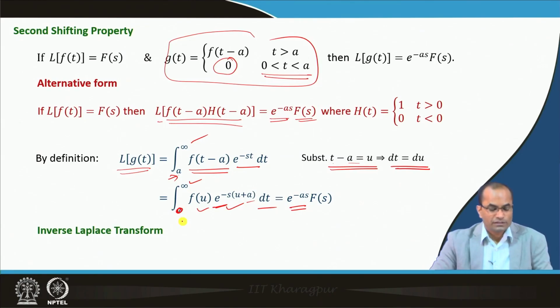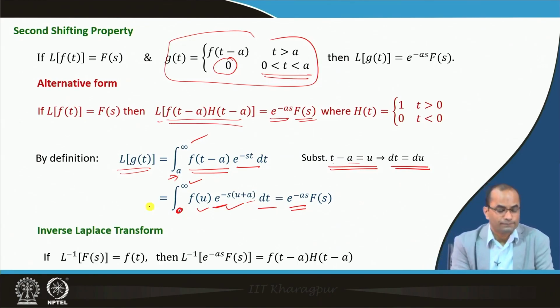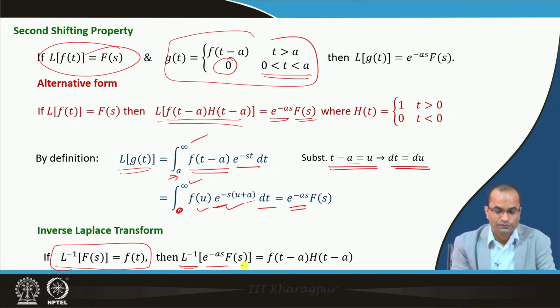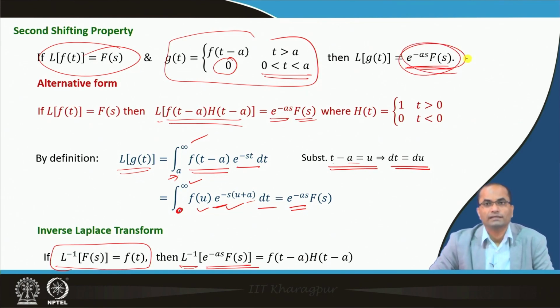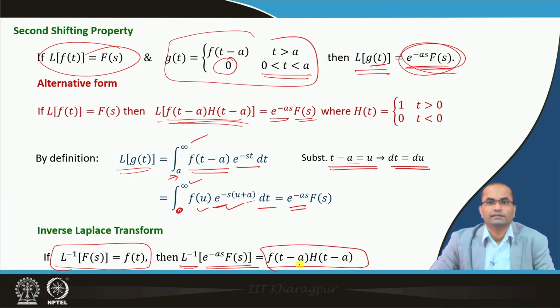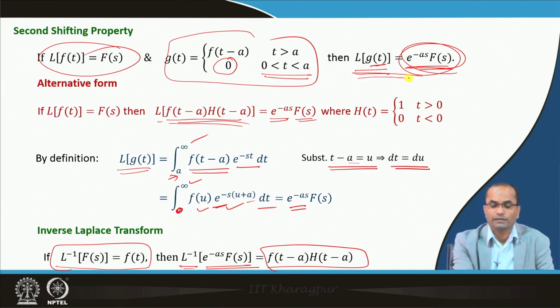For the inverse Laplace transform, we have again a similar result. If the Laplace inverse of F(s) is f(t), then, parallel to this one, the Laplace inverse of e to the power minus a s times F(s) will be g(t). g(t) we have written here in compact form, that is f(t minus a) h(t minus a). So, we have the counterpart for the inverse Laplace transform, which can be written exactly from this second shifting property.